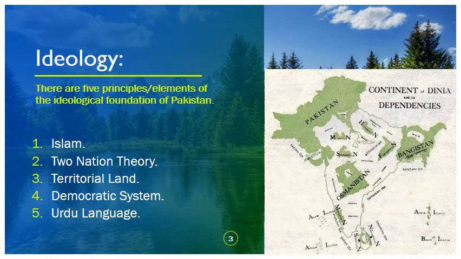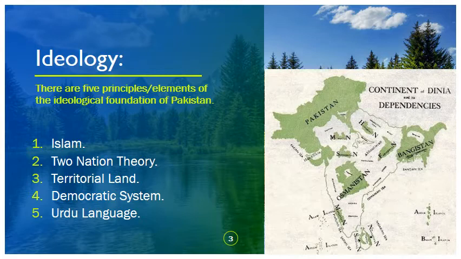So, ideology. There are five principal elements of the ideological foundation of Pakistan. First one is Islam, second one is the two-nation theory, the third is the territorial land, the fourth is the democratic system, and the fifth one is the Urdu language.